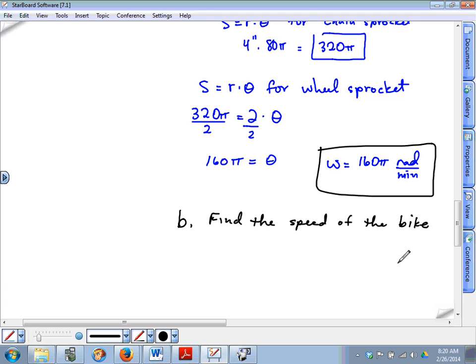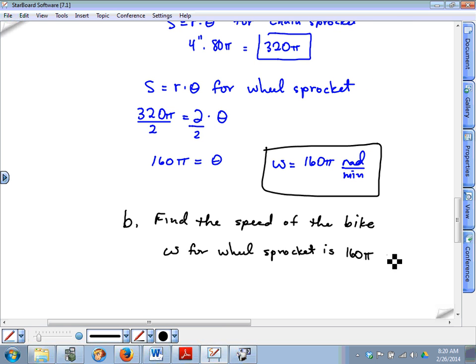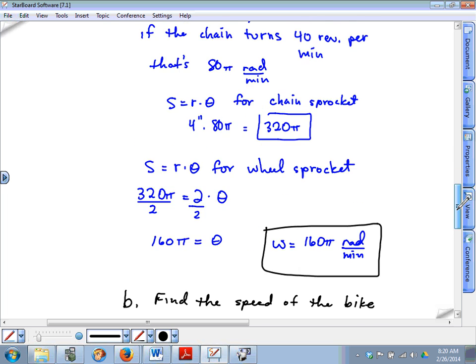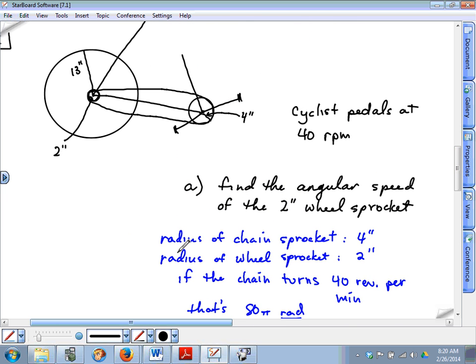We know omega of what? Okay. Omega for the wheel sprocket is 160 pi radians per minute. Now, let me go back up to the picture here for a second. What does the wheel sprocket here have to do with the larger bike wheel itself? What's the same about them? Why?